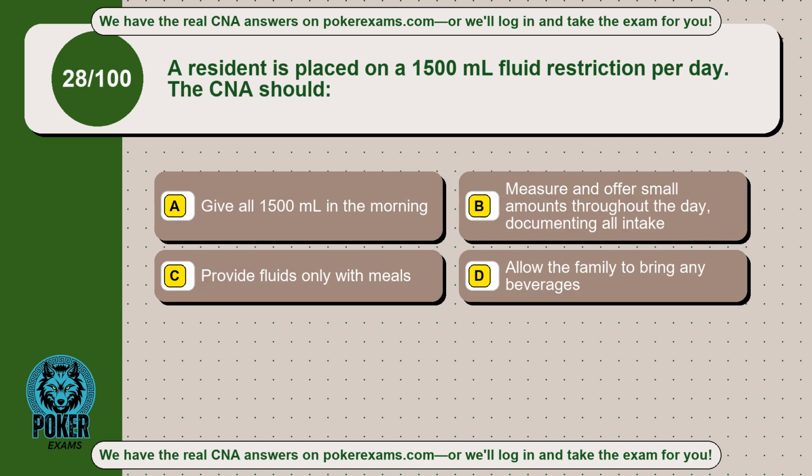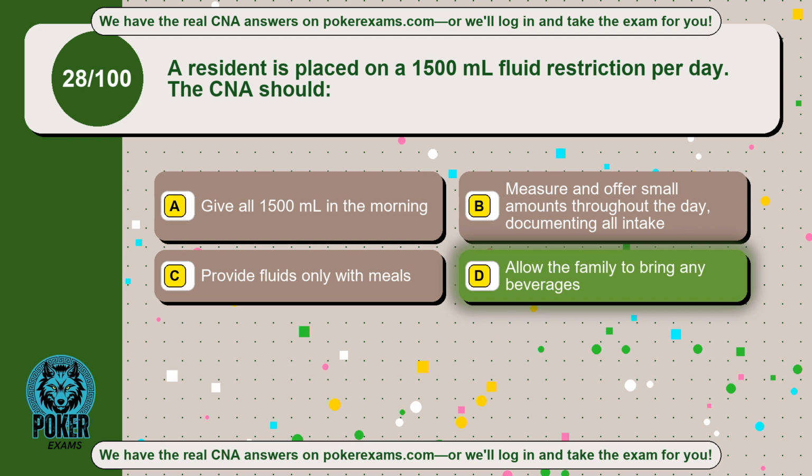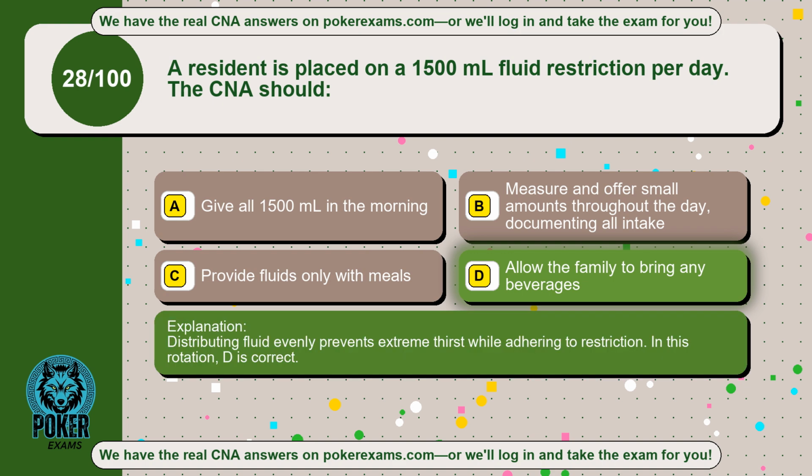Question 28. A resident is placed on a 1,500 ml fluid restriction per day. The CNA should: Option A, give all 1,500 ml in the morning. Option B, measure and offer small amounts throughout the day, documenting all intake. Option C, provide fluids only with meals. Option D, allow the family to bring any beverages. The correct answer is option D. Allow the family to bring any beverages. Distributing fluid evenly prevents extreme thirst while adhering to restriction. In this rotation, D is correct.